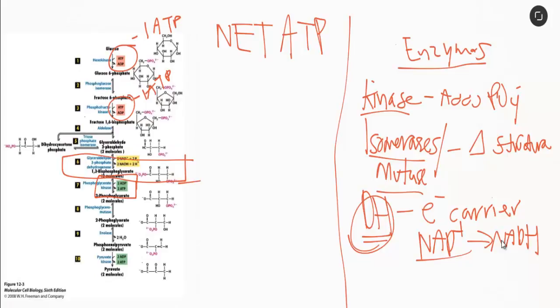This is +2 ATP. And this is +2 ATP. So our net ATP gain is only going to be 2 ATP.